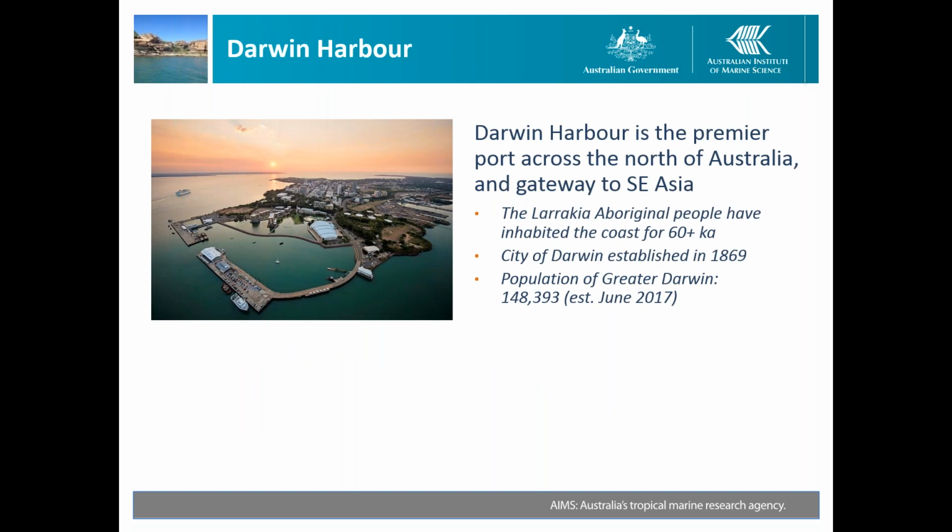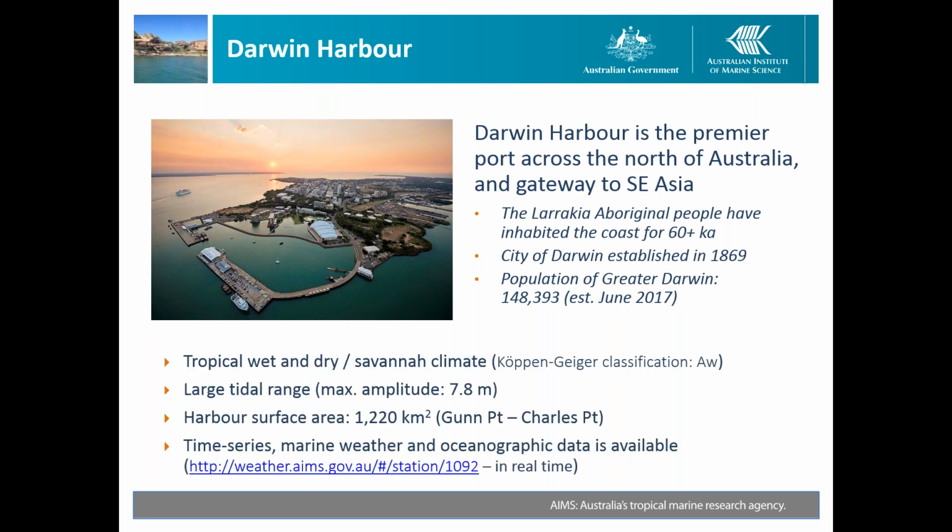Zeroing in now on Darwin Harbour. The harbour has on its shores a relatively young city and a small population, particularly in contrast to other tropical ports. It is distinguished by its very seasonal, wet-dry tropical climate and, of course, its macro tides. In terms of size, it is a large harbour with a surface area several times, say, that of Sydney's. And as an aside, real-time data is available from the website shown, which comes from a buoy in the outer harbour.